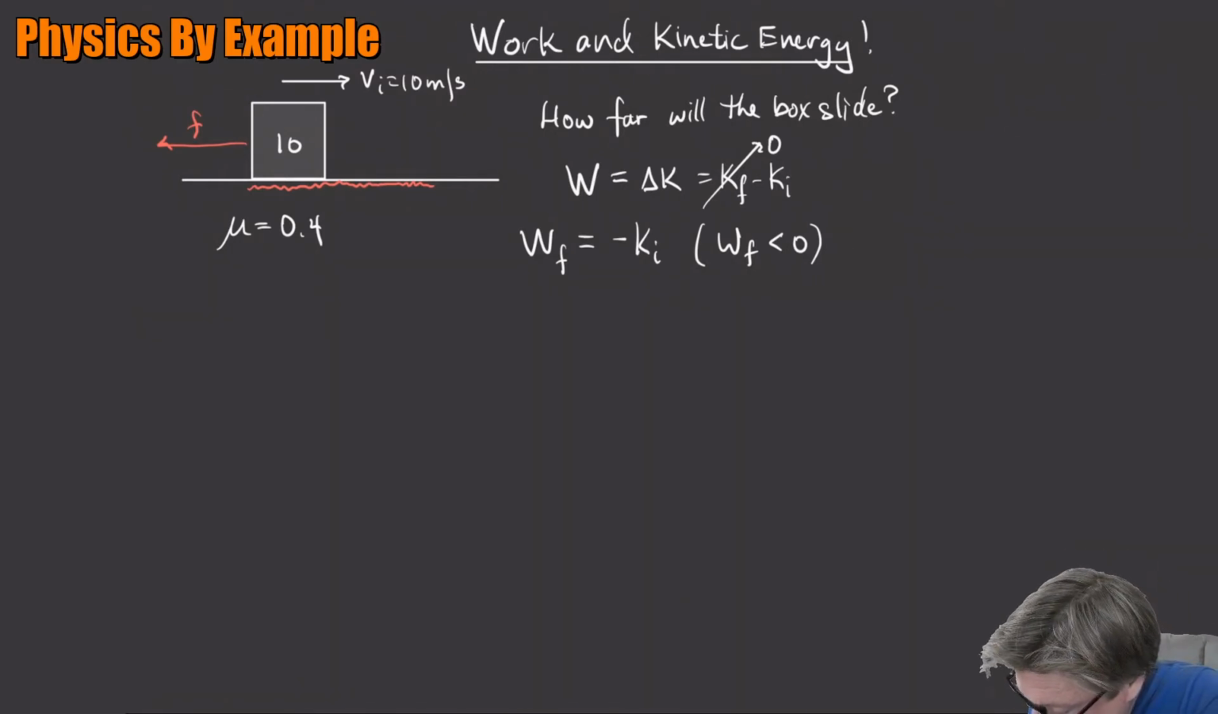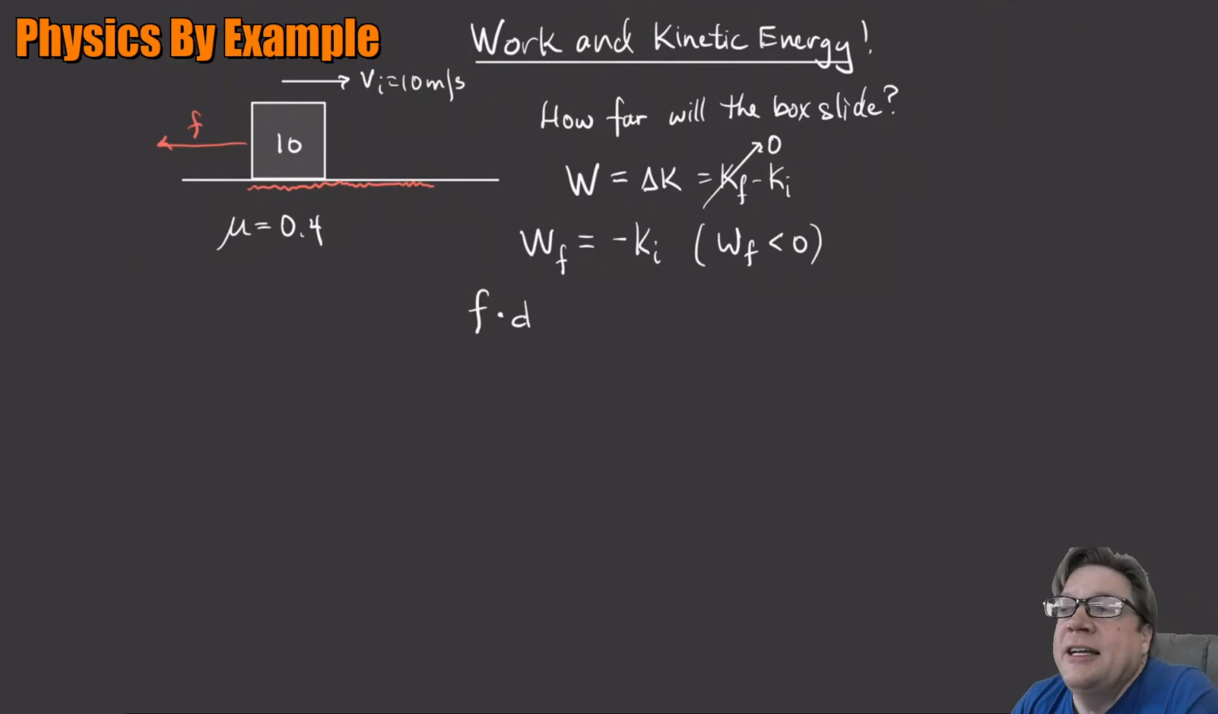It's just going to be, let's see. It's the force of friction times the distance that it slides, right? But again, we need to be careful. Because the force of friction is to the left, and the direction that we're sliding is to the right, right? These are actually, like we did last time, kind of vectors, aren't they?